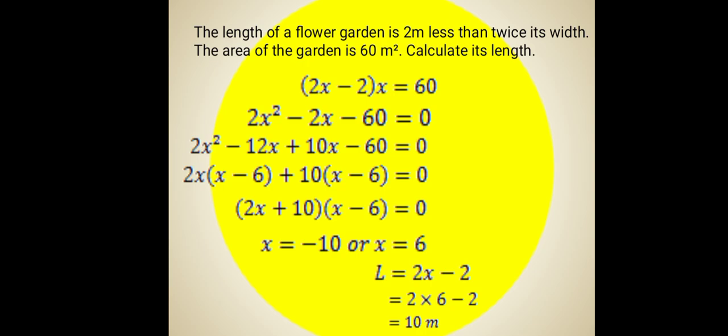Automatically the length will become 2x minus 2, because we have been told it is 2 meters less than twice its width. Now solving this equation, we get that the width is 6 meters. Now the length will be 2 multiplied by 6 minus 2, which gives us 10 meters.